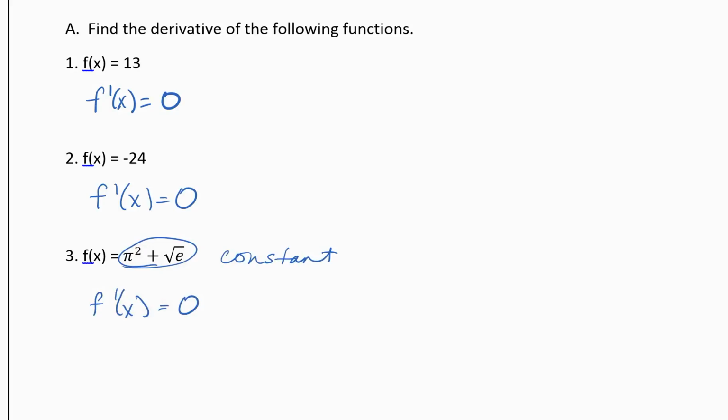So no matter what, if you have a function that is just equal to a number, the derivative of just the number is equal to 0.